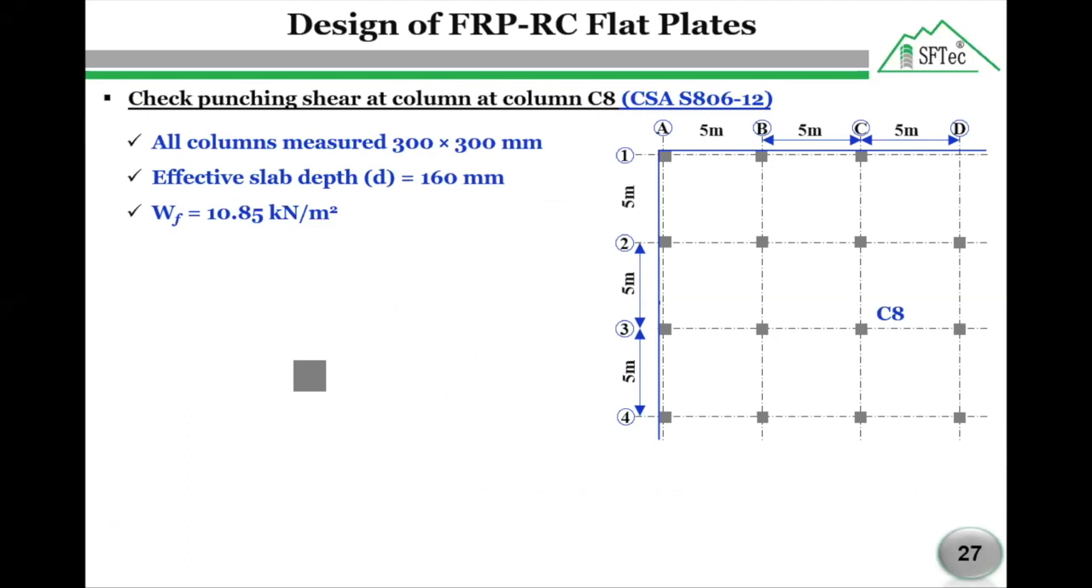We did the required checks, so I will shift to another important part, punching shear. Let's take a look at how we can check the punching shear of the selected column C8. We can do that using the Canadian standard S806. Again, all columns measure 300 by 300 millimeter. The effective slab depth equals 160 millimeter. The ultimate factored load equals 10.85 as calculated before.